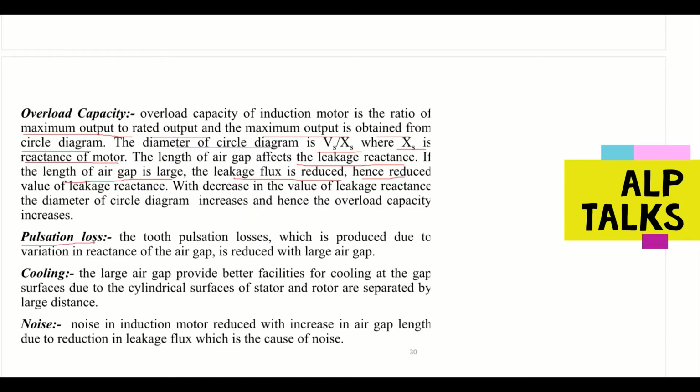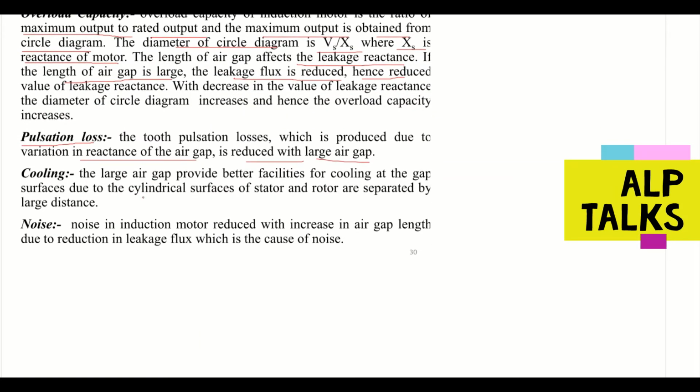Pulsation losses: the tooth pulsation losses, which are produced due to variation in reluctance of the air gap, are reduced with a larger air gap. Cooling: a larger air gap provides better facilities for cooling at the air gap surface, since the cylindrical surfaces of stator and rotor are separated by a larger distance. Noise: noise in an induction motor is reduced with an increase in air gap length due to reduction in leakage flux, which is the cause of noise.